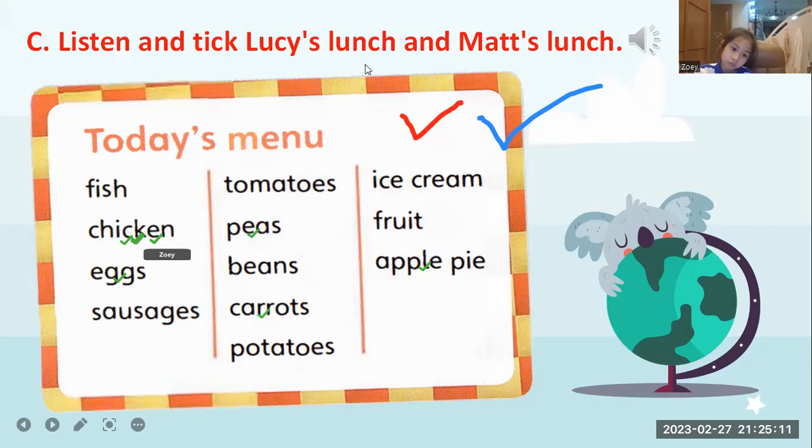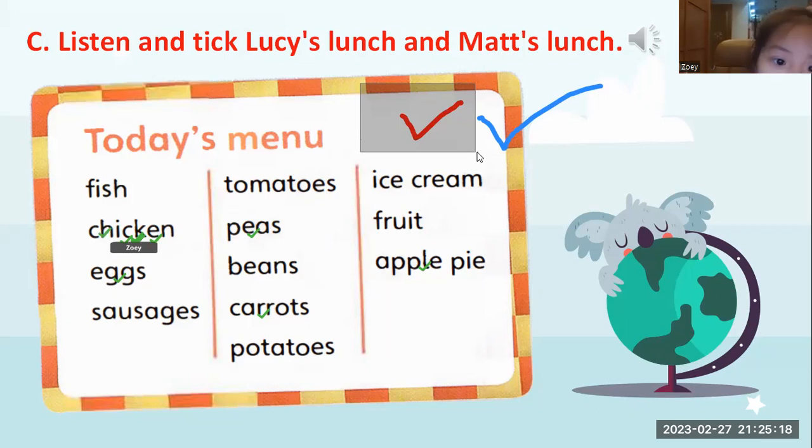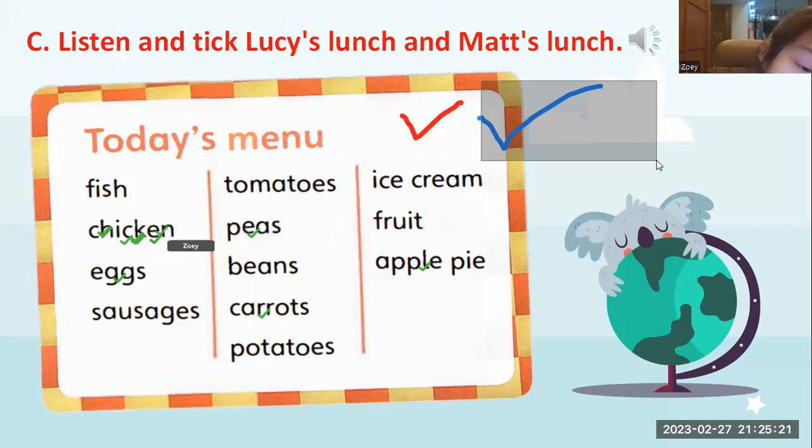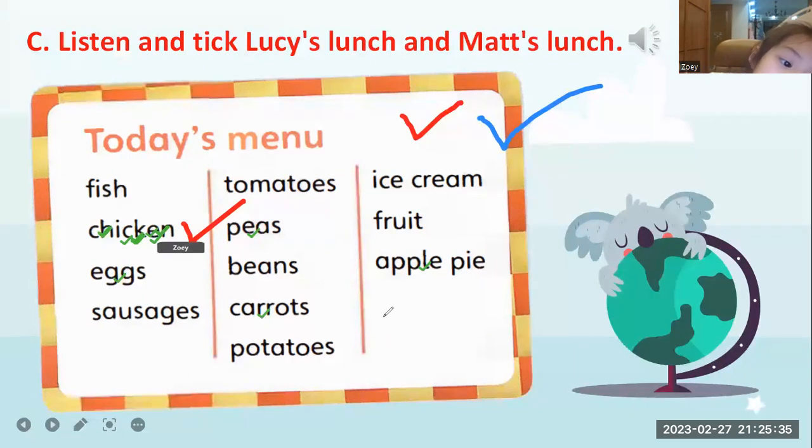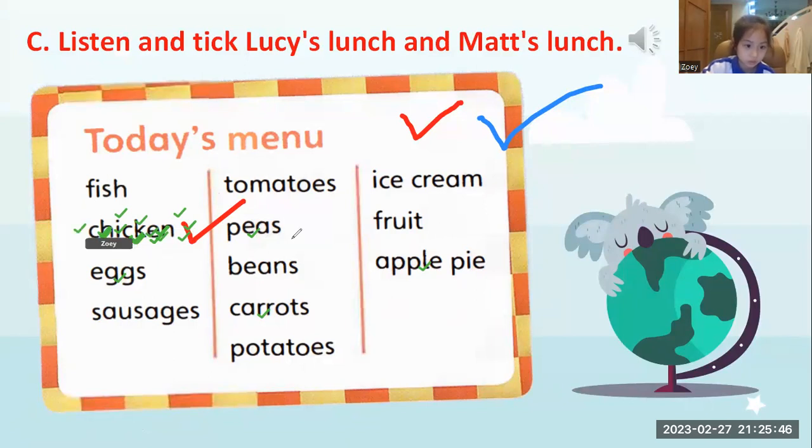Okay, so now, Zoe, I want you to put a red tick on Lucy's lunch and blue tick on Matt's lunch. For example, Lucy is red, that is chicken. What else? Put a red tick on Lucy's lunch. What else, Zoe? Zoe, what is Lucy's lunch?